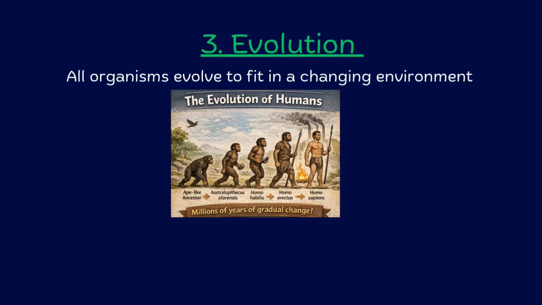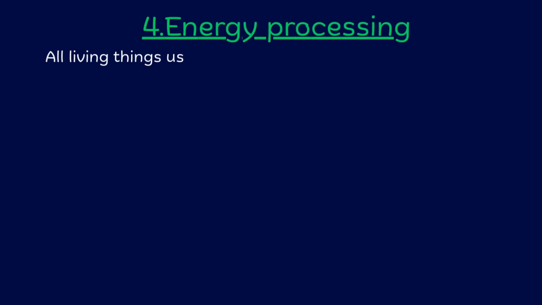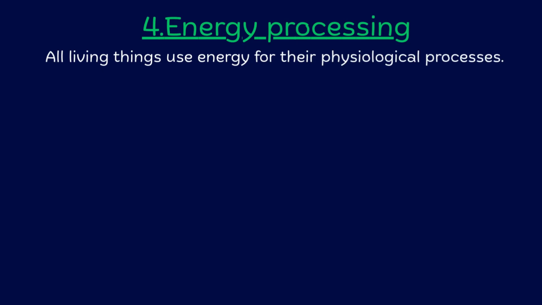Evolution doesn't happen to individuals. It happens to populations over long periods of time. It explains both the diversity of life on Earth and how species are connected. Another property of life is energy processing. It explains how organisms obtain and use energy to power every activity that keeps them alive. Living organisms use energy to grow, repair cells, move, and carry out daily activities. Without energy, life cannot continue.